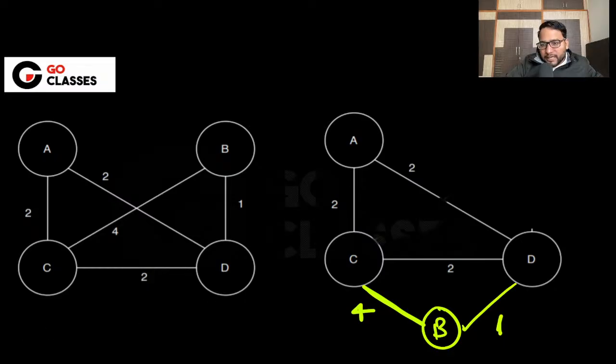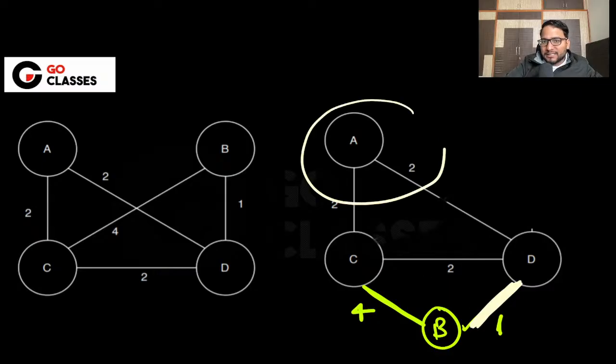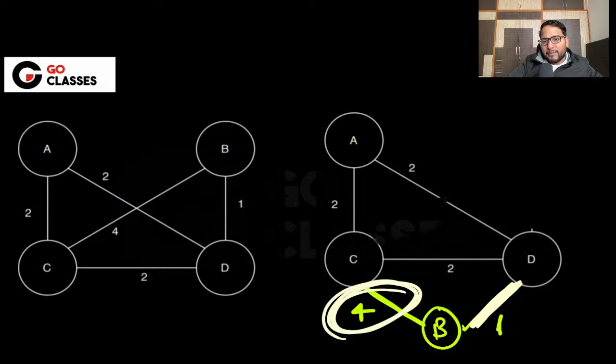See, this 1 will be there, this 1 will be there. What else can you guarantee? If you have to connect this A, then it seems like either you can connect like this or you can connect like this, right? And this 4 is the heaviest edge in the graph. So this 4 will never be part of the MST. So you can definitely remove this 4 because it will not be part of the MST.